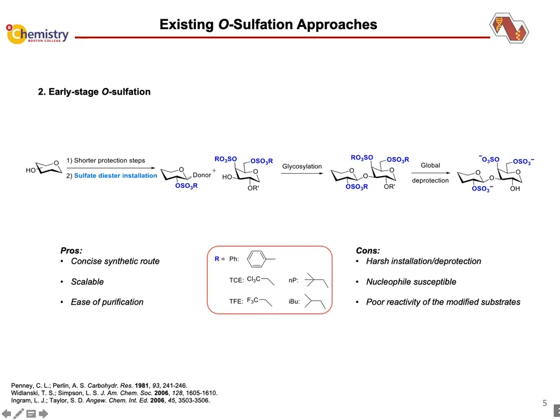So among all of those sulfate diesters, there are still limitations. For example, many of those early stage sulfation strategies require relatively harsh conditions for introducing those sulfate diesters to the carbohydrate substrate, as well as the deprotection requires relatively harsh conditions too. The sulfate diesters are often nucleophile susceptible. You have to really find the reagents that are compatible with them. And last but not least, they also result in poor reactivity of the modified substrate. This is because the sulfate diesters usually have an electron withdrawing effect, and that can disarm these donors or acceptors and make their glycosylation reaction more challenging to conduct.